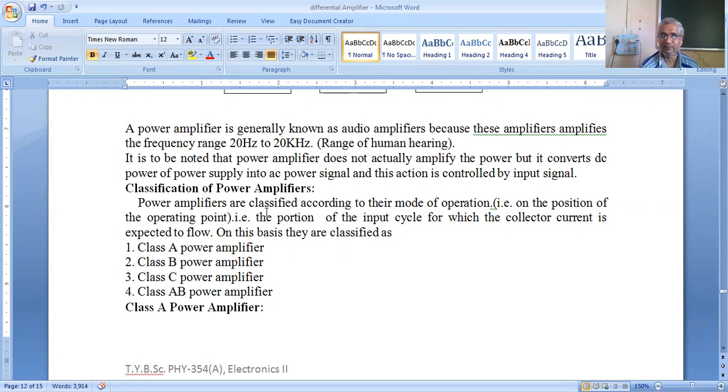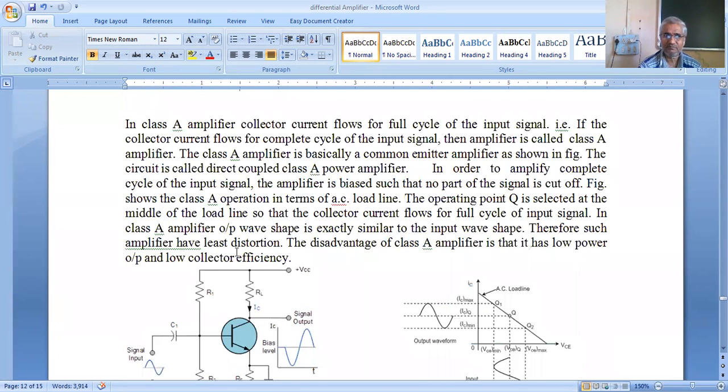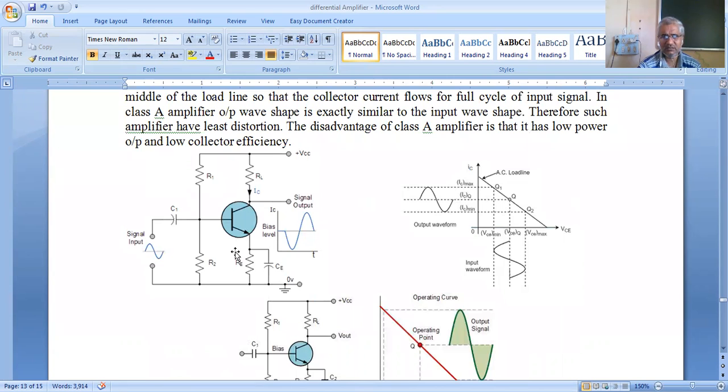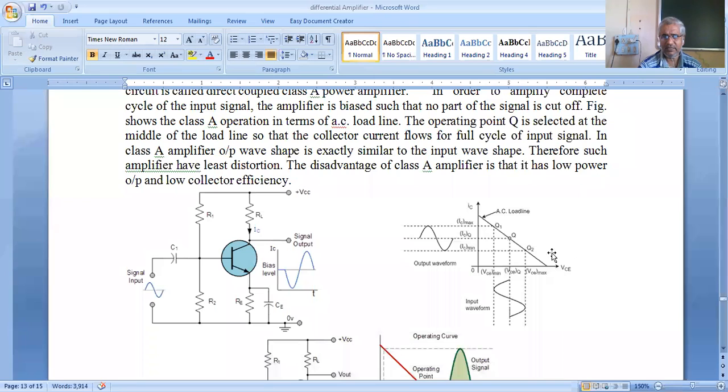How the class A power amplifier will work. So this is the common emitter amplifier circuit. And this is the AC load line drawn on the output characteristics of the transistor. Suppose this is the AC load line. So AC load line gives the maximum AC current when collector to emitter voltage is 0, and maximum collector to emitter voltage when collector current is 0. So this is the AC load line.